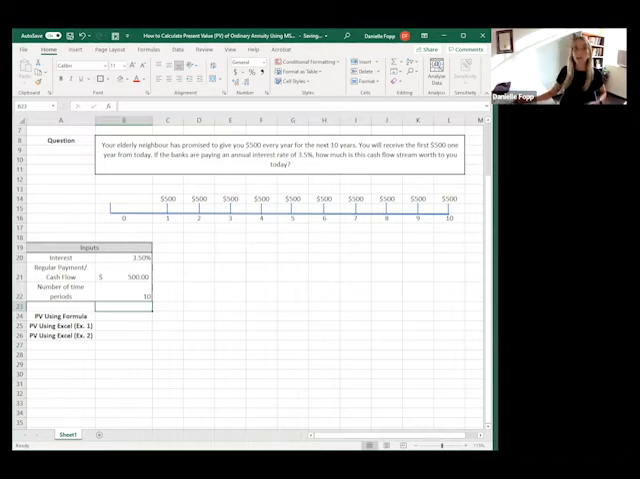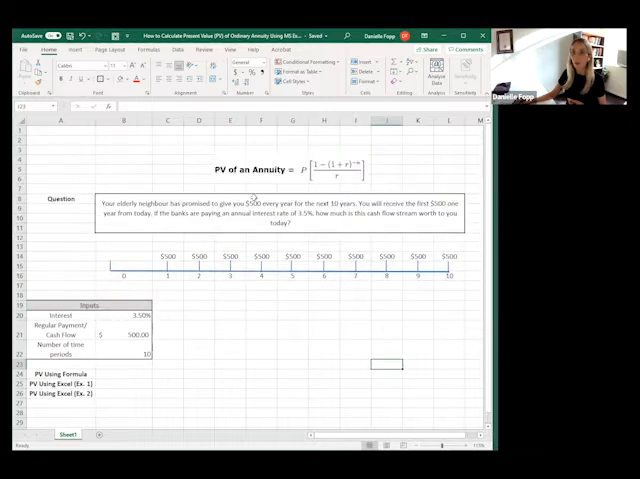Now there are several ways that we can calculate this using Excel. To start off with, it's helpful to create a bit of a timeline. This is what it means by 1 year from today. So he is not giving us anything today. It starts next year, and it's an ordinary annuity because each year is the same. Now, the formula for the annuity can be found on the screen.